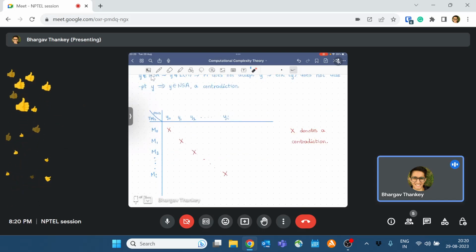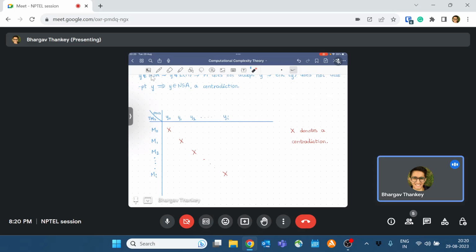Similarly, Y1 leads to contradiction for M1, Y2 for M2, and Yi for Mi. So again, we are using the elements on the diagonal to get some sort of a contradiction. So again, this is called diagonalization. So is this fine? Yes, but then how to construct something new out of the elements of the diagonalization here?